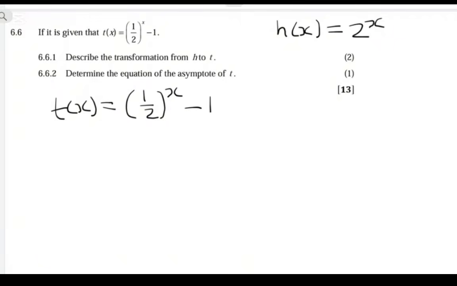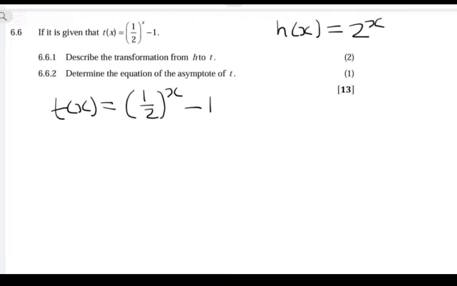So they just want you to describe the transformation. How did this graph move from this to this one? They just want you to describe that kind of transformation. What happened actually from this original h to become this one.